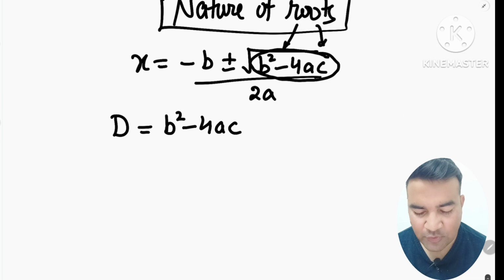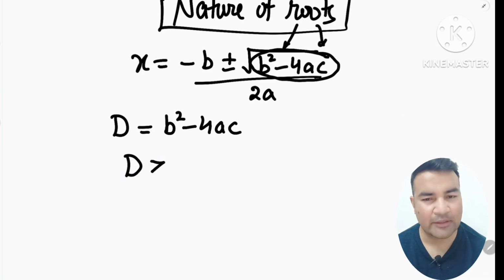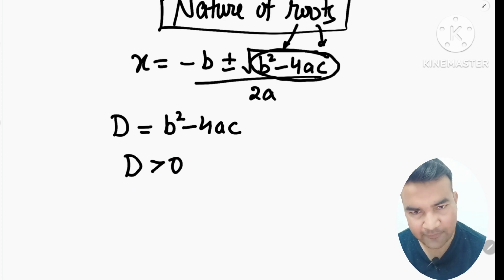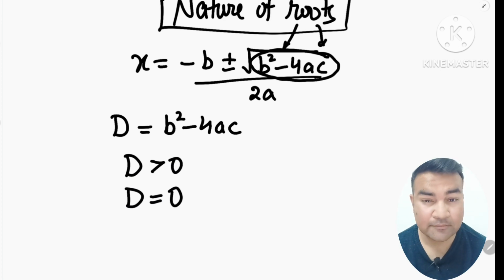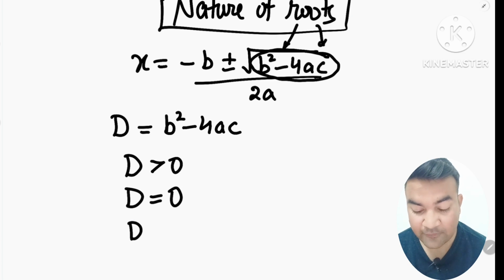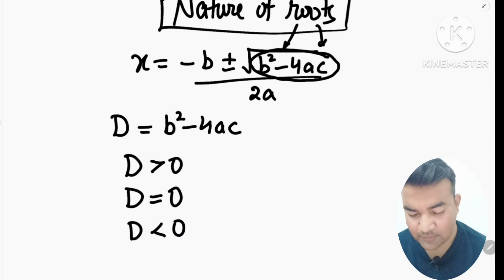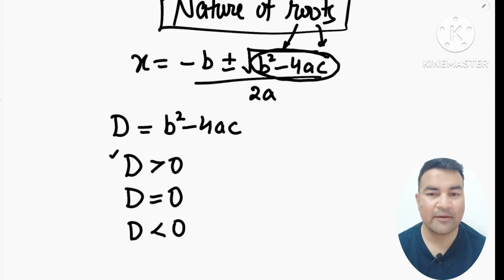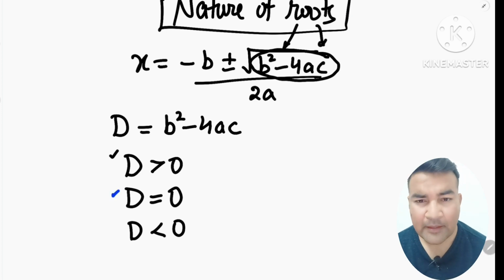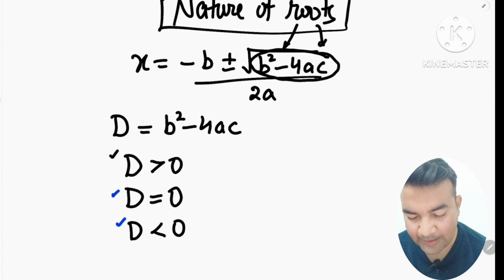Okay, now I have two conditions over here. What will happen if D is greater than 0? What will happen if D is equal to 0? Then what will happen if D is less than 0? D greater than 0 means your discriminant is a positive number. If your discriminant is 0, then what will happen? If your discriminant is less than 0, meaning a negative number, then what will happen?